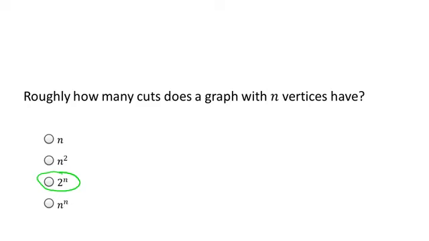Now that's slightly incorrect, because recall that a cut can't have an empty set A or an empty set B, so those are 2 of the 2 to the n options which are disallowed. So strictly speaking, the number is 2 to the n minus 2, but 2 to the n is certainly the closest answer of the 4 provided.